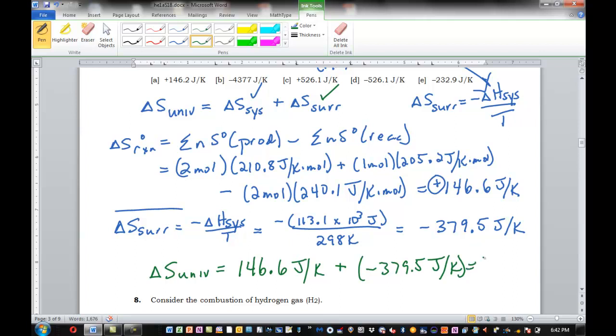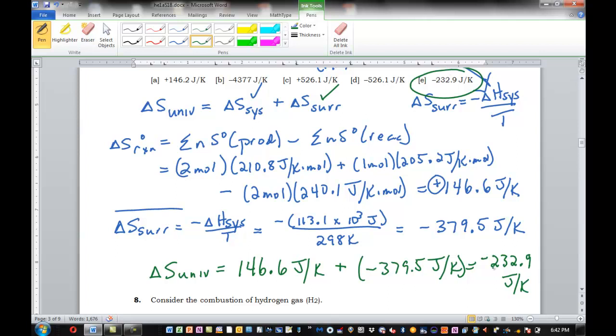And you should get negative 232.9 joules per Kelvin, which on this version of the exam was choice E. Sorry about that. That was not the smoothest calculation, but I did get it right, I think. The other thing I wanted to ask in this question, but I did not, is: is this reaction spontaneous at that temperature?